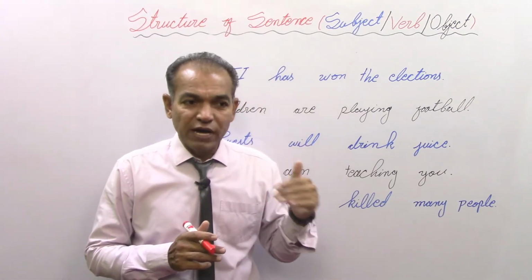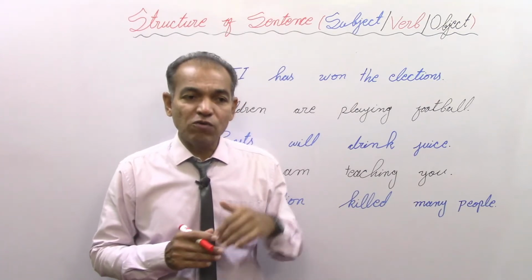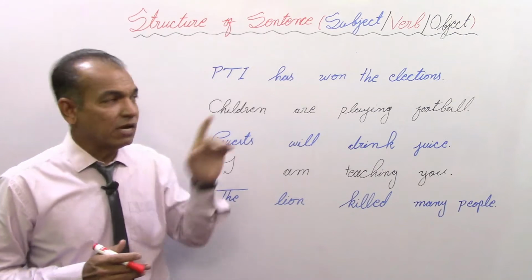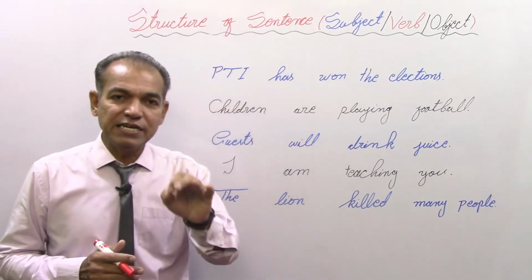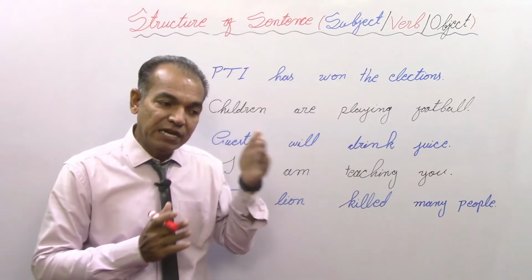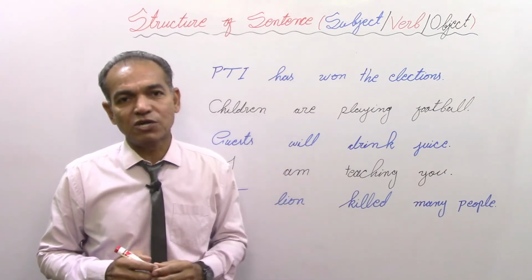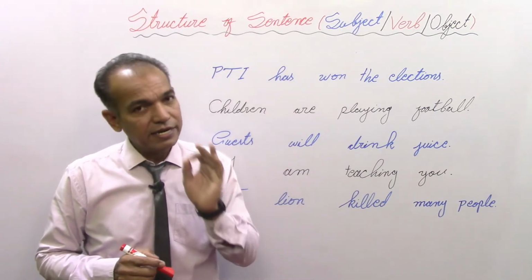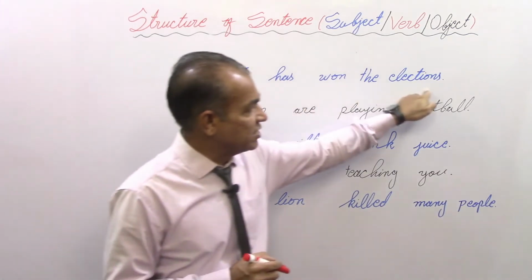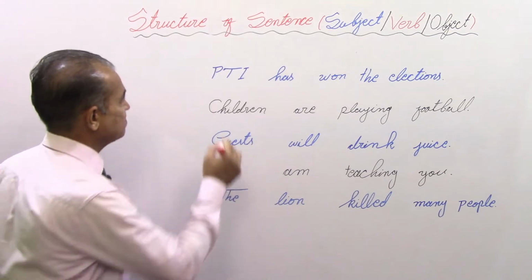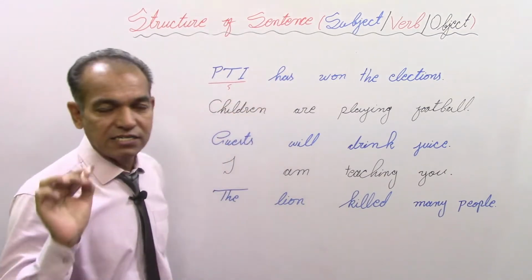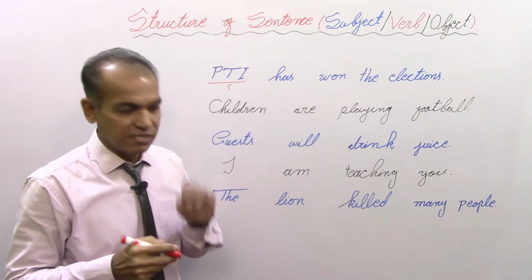So what you have learned from this sentence is some information about PTI, because I have told you something about PTI, because PTI is being discussed. The person or thing which is being discussed is called the subject of the sentence. It means that PTI is the subject of this sentence: PTI has won the election.